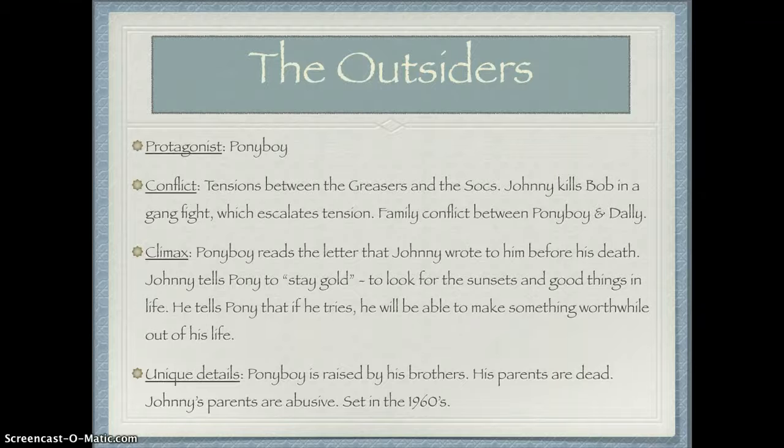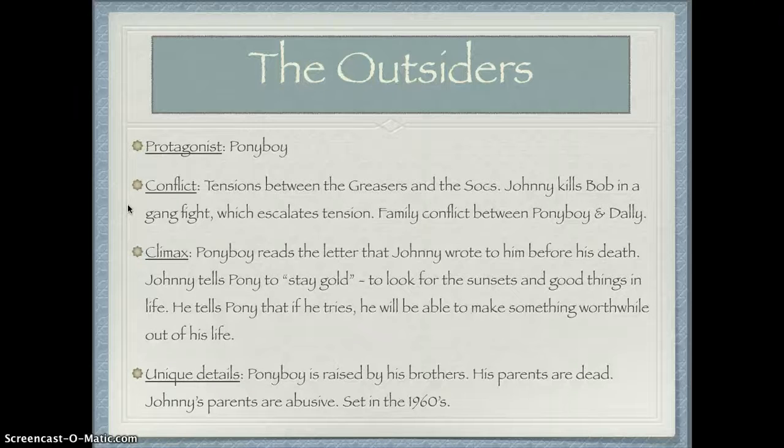I've got my list of key components for a summary, and we'll just go through it quickly. The protagonist, as you know, is Ponyboy. The conflict, I think we need to bring up the tensions between the Greasers and the Socs, that Johnny kills Bob in the gang fight, and that escalates the tension. And I also feel like the family conflict between Ponyboy and Dally is a really large conflict going on throughout the book.